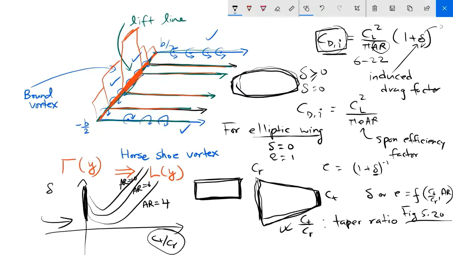So when people want to reduce the value of induced drag coefficient, then they will try to achieve it mostly by increasing the aspect ratio. Okay, so this is the reason why one might prefer to have a wing which has a very long span. Okay, so in this way, the aspect ratio is also important for the drag characteristics.